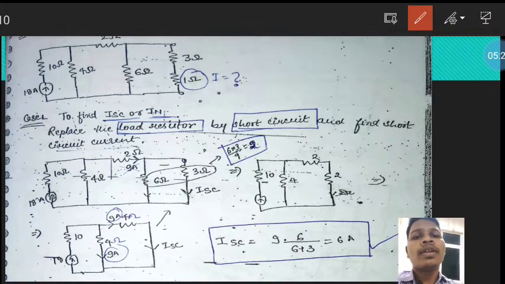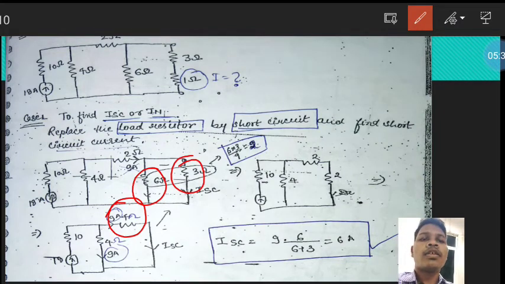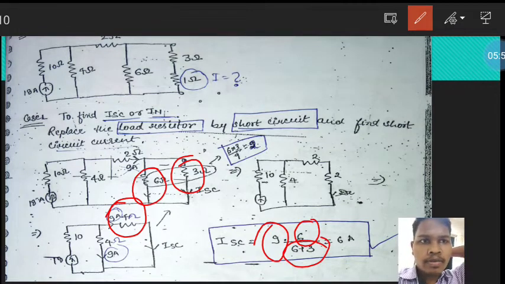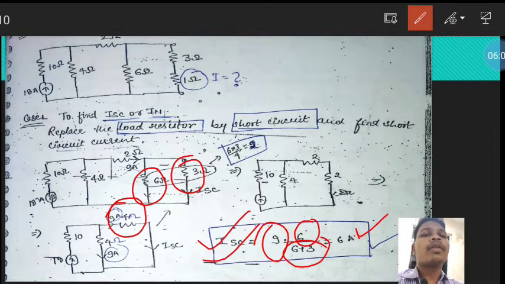If 9 ampere is flowing here, then it will be divided between the two branches, because there are unequal resistances, 6 ohm and 3 ohm, connected in parallel. By applying the current division rule, total current into the opposite arm resistance, that is 6 ohm, divided by the total resistance 6 plus 3. After calculating this, we get the short circuit current as 6 ampere.